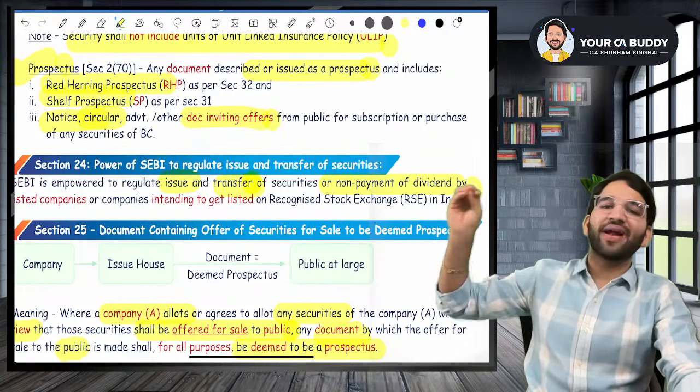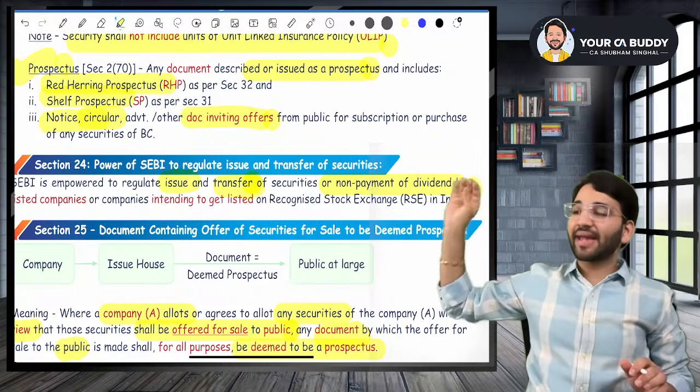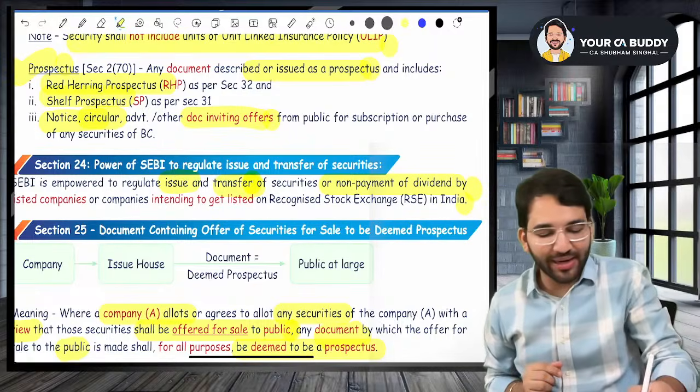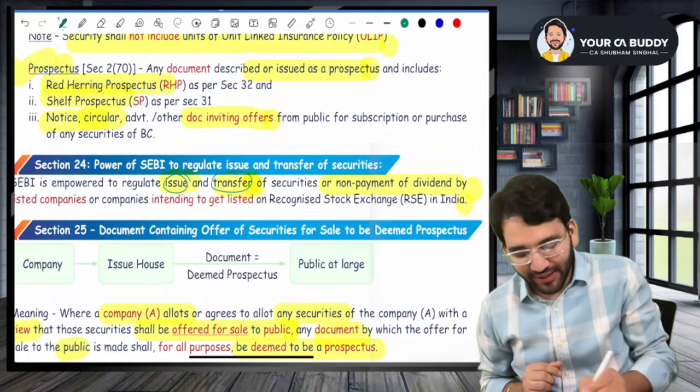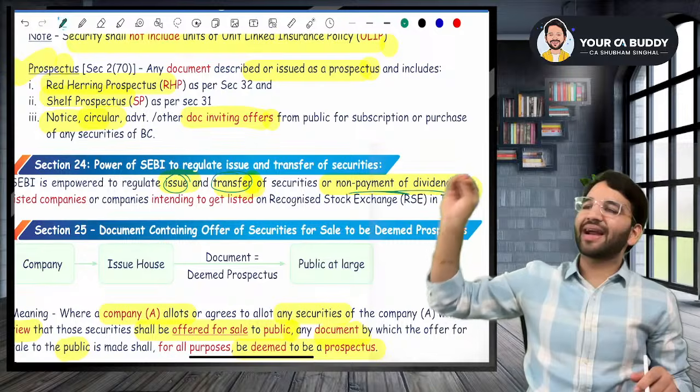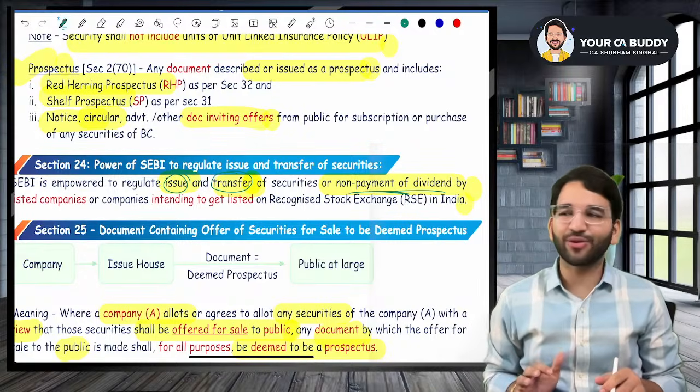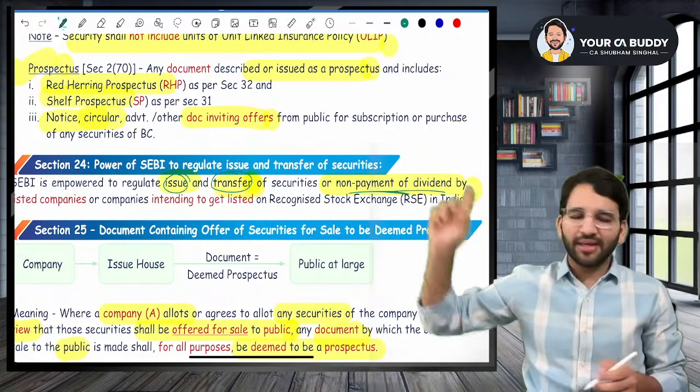Sir, you will have to go and follow SEBI in case where there are issues relating to issue of shares or transfer of securities or non-payment of dividend. In that case, you will have to go and follow SEBI. You will be regulated by SEBI. Sir, not an important section.